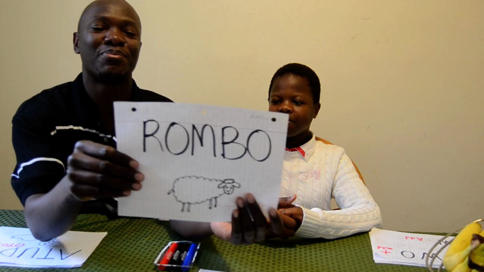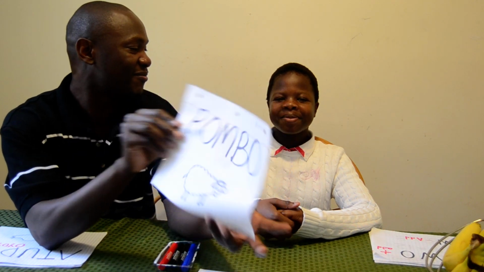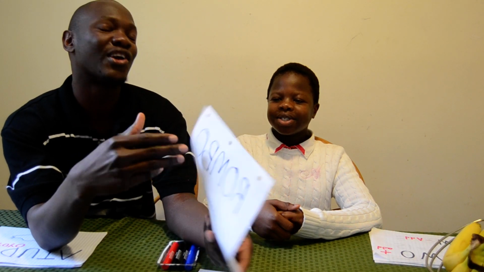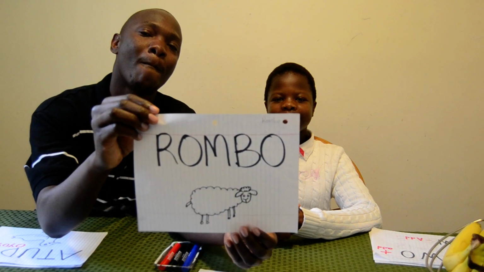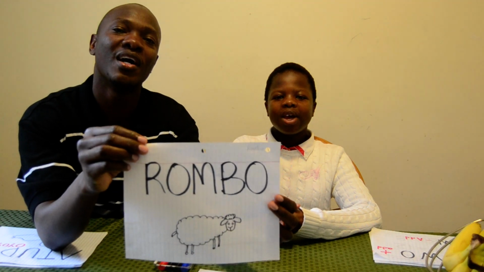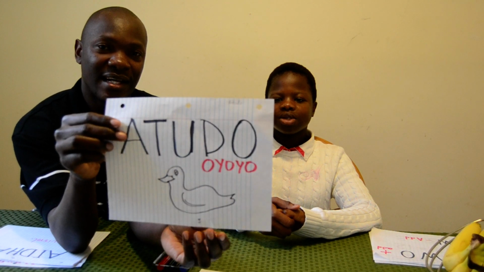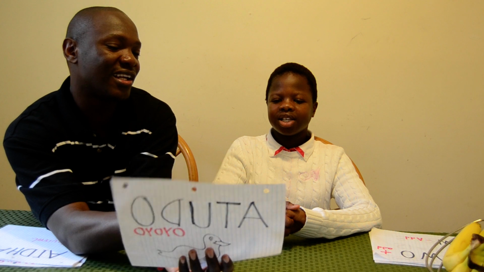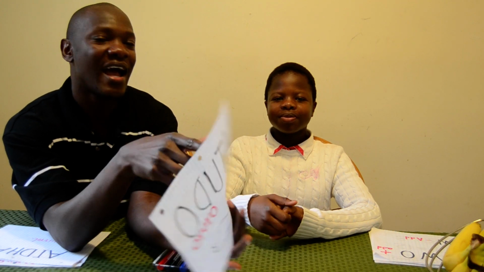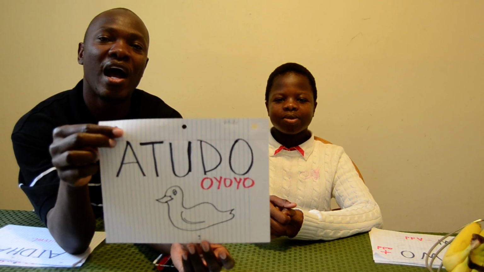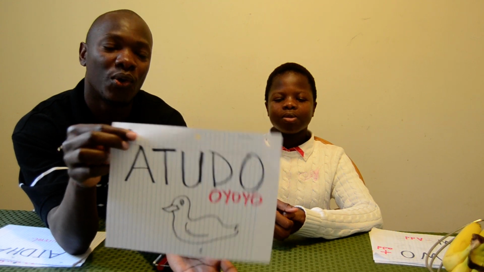This is a sheep. And the sheep you say what? Rombo. Can you say with me? Rombo. This is a duck, and some people call it oyoyo. But we shall call it what? Atudo.